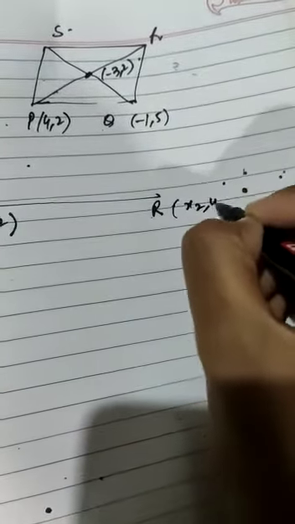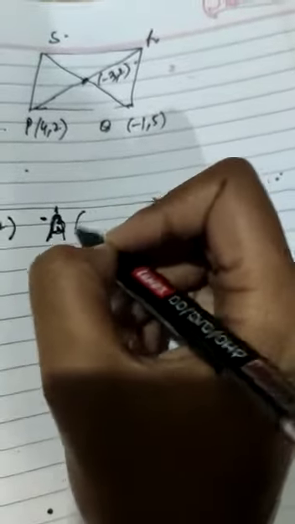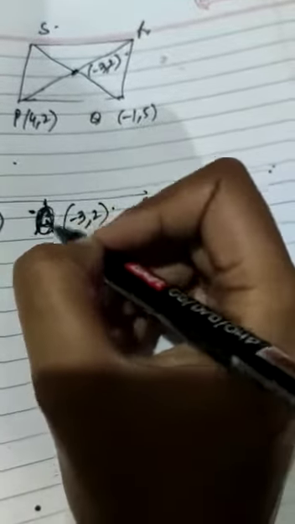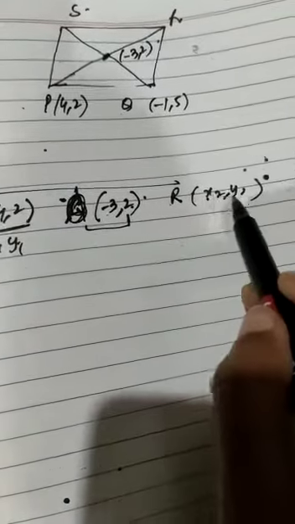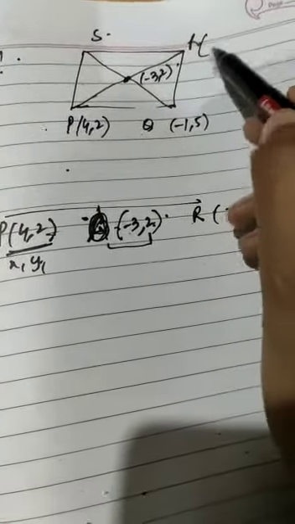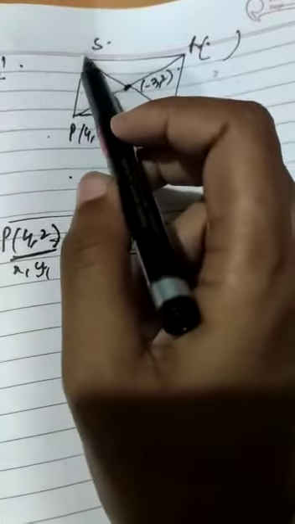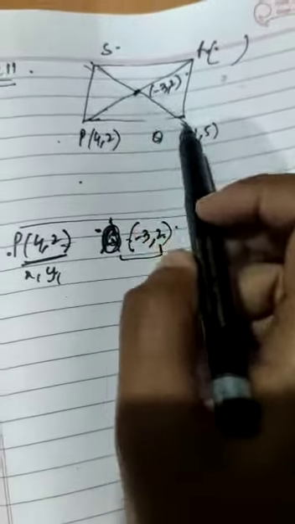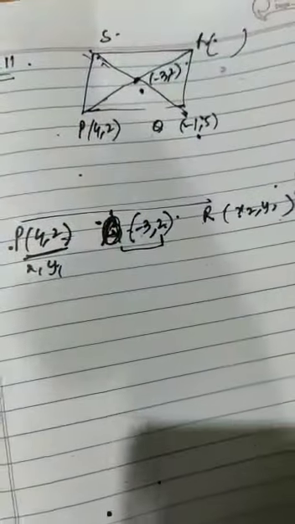We don't know R, but we are given the point of intersection. Take it as A, that is given as -3 and 2. So this is the midpoint. So x1, y1 you have, and you can find the value of x2, y2 by using the midpoint formula. When you get the coordinates of R, after getting the coordinates of R, you can also find the coordinates of S by again using the same formula. Coordinate Q is there, center is there, and you can find the value of S.